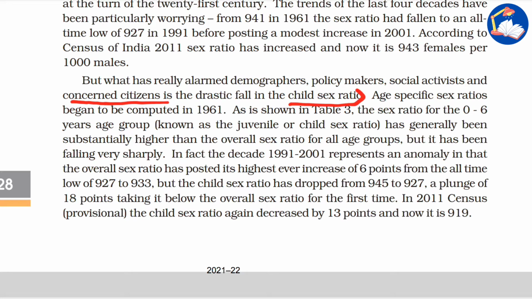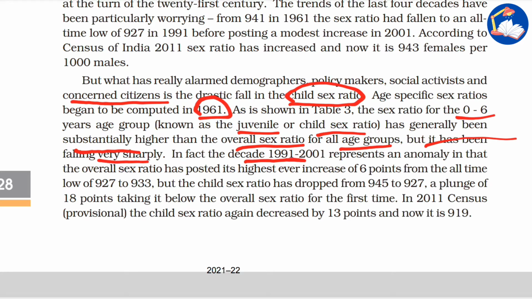But what has really alarmed demographers, policymakers, social activists, and concerned citizens is a drastic fall in the child sex ratio. Age-specific sex ratio began to be computed in 1961. As shown, I will discuss the table again. The sex ratio for the 0 to 6 years age group, known as the juvenile or child sex ratio, has generally been substantially higher than the overall sex ratio for all age groups, but it has been falling very sharply.